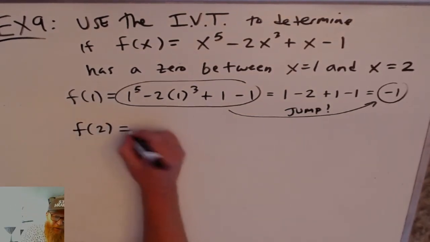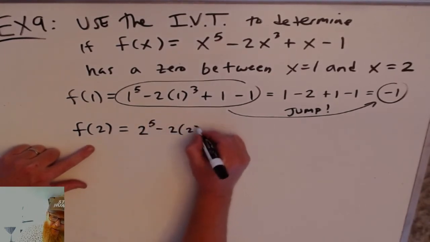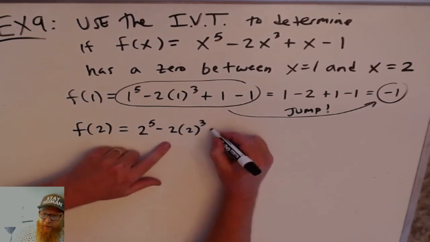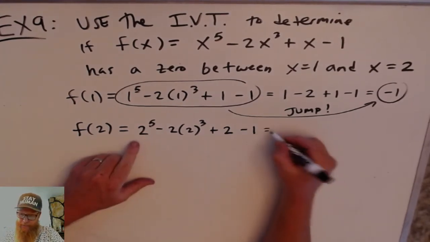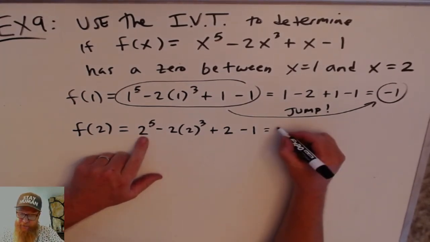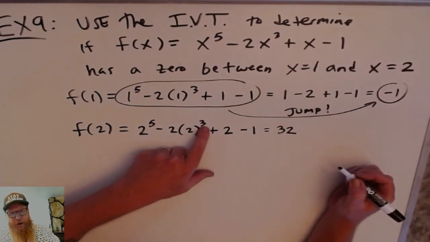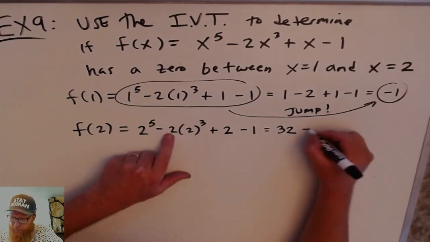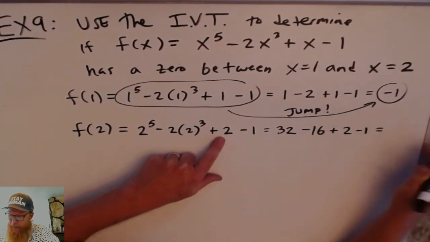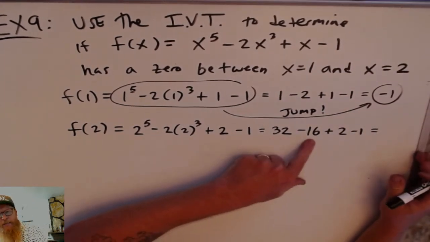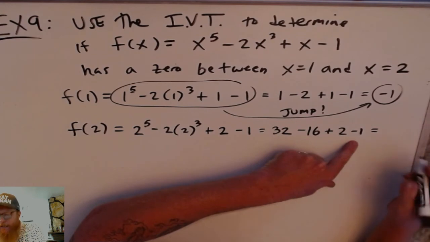Let's do f of 2: 2 to the 5th minus 2 times 2 cubed plus 2 minus 1. I don't know if I can do that all in my head. So 2 to the 5th is 32, right? 2 times 2 times 2 times 2 times 2. 2 to the 3rd is 8, and then times another 2 would be 16. Plus 2 minus 1. So that's 32 minus 16, which is 16. Plus 2 is 18. 18 minus 1 is 17.